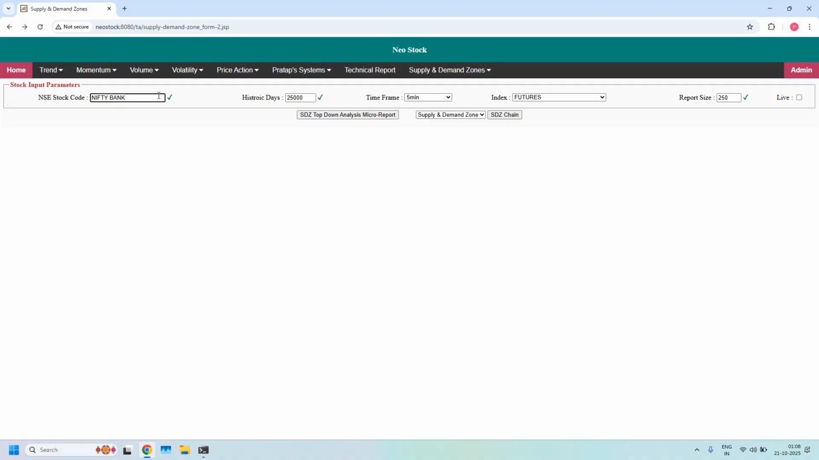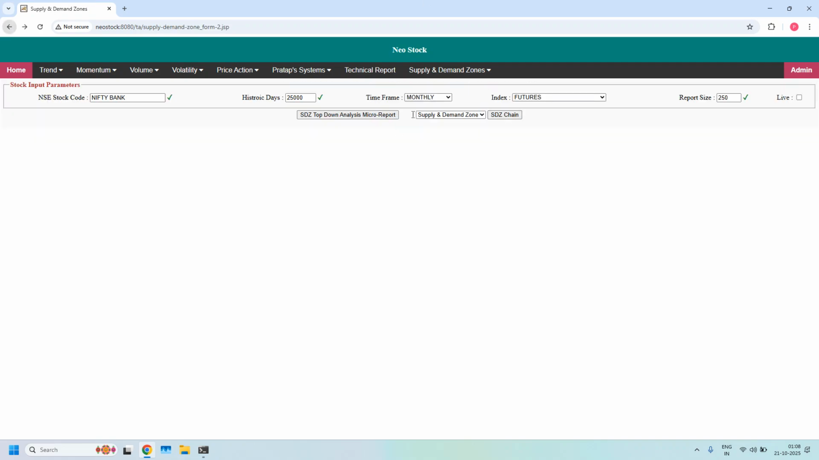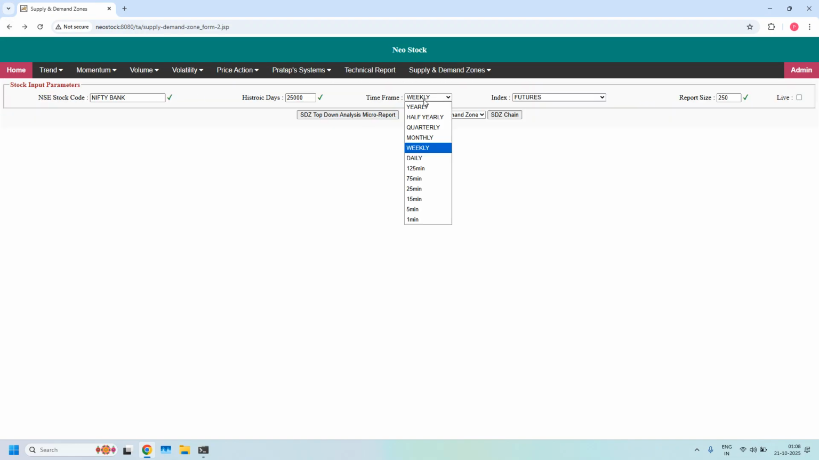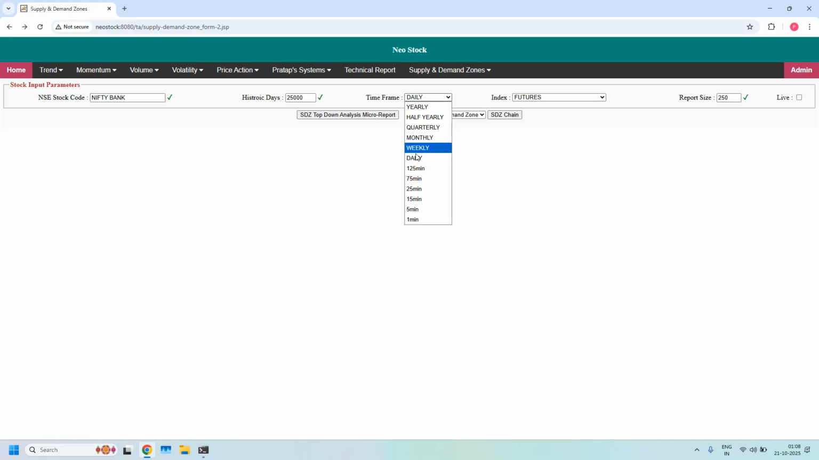NIFTY Bank is nothing but BANKNIFTY. Generating monthly supply demand zone chain for BANKNIFTY. Next, generating weekly supply demand zone chain for BANKNIFTY. Next, generating daily supply demand zone chain for BANKNIFTY. Next, generating 125 minute supply demand zone chain for BANKNIFTY.